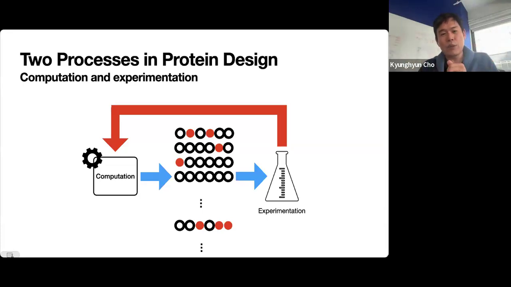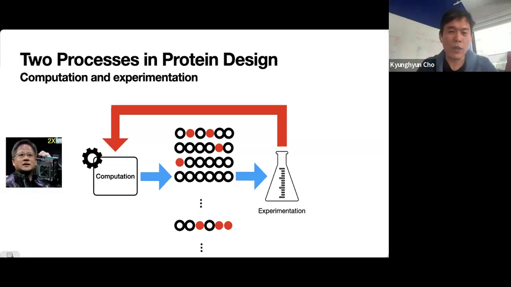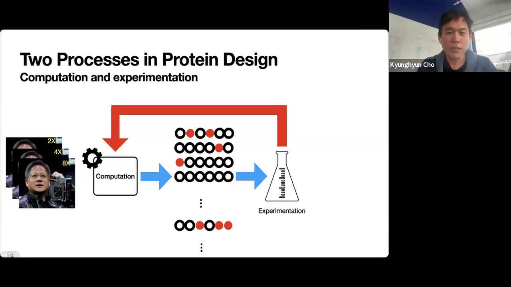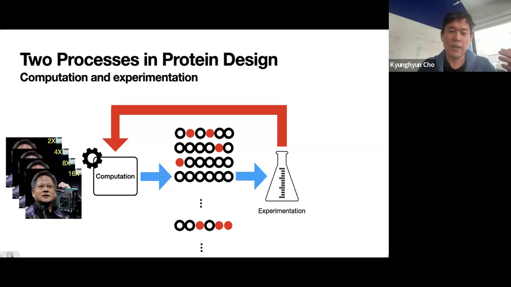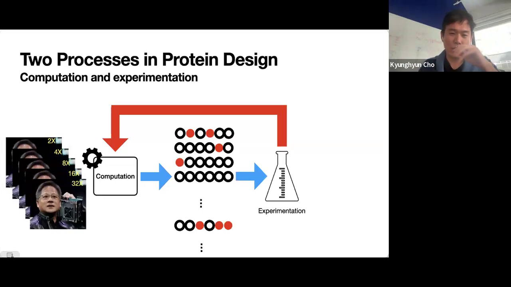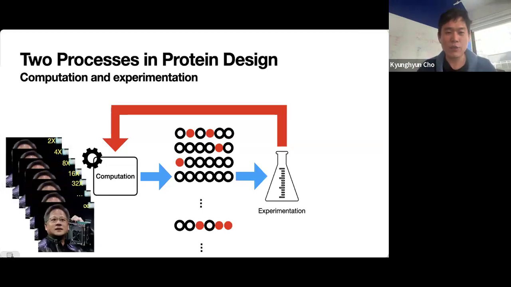Unfortunately, these two processes cannot really work well in synchrony. What do we mean by that? On the side of the computation, we can always improve the throughput as well as lower the latency. How do we do that? We call Jensen. If we call Jensen over, we get more and more GPUs, and then we can run our algorithms faster as well as at a higher rate of distribution or parallelism. And then this allows us to just churn out an infinite number of potential protein designs.